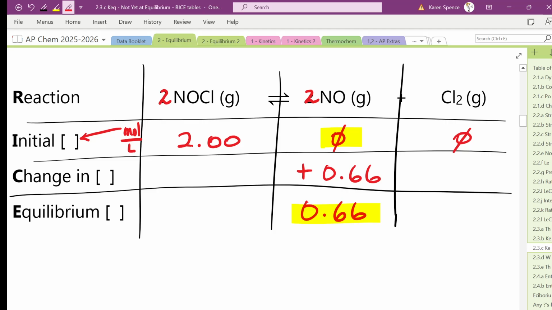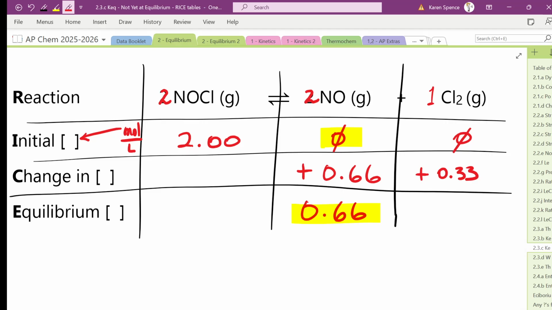So the change in Cl2, because it's just got a 1 in front of it, that's going to be, oh, by the way, is Cl2 going to go up or down? It's going to go up because if we are making one product, we also must be making the other product, right? We cannot make one product without the other product coming out at the same time. Yes? Plus how much? 0.33.